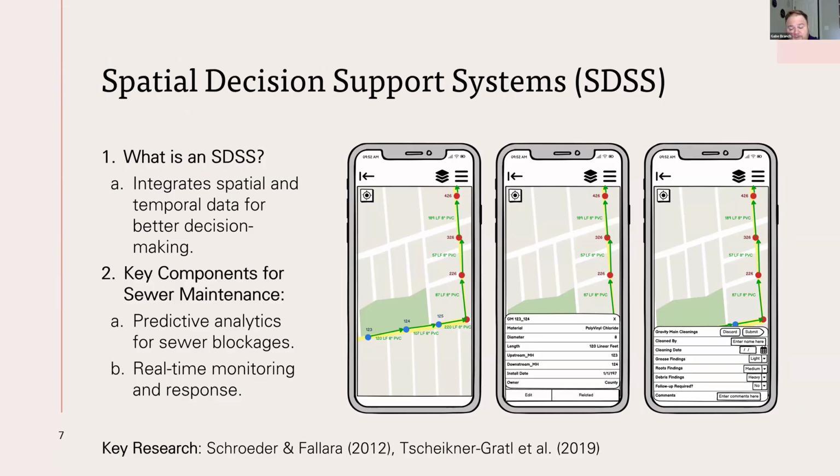Looking at spatial decision support systems, SDSS, a spatial decision support system can often help asset managers make informed, data-driven decisions. You can do this through integrating spatial and temporal data, and in the context of sewer maintenance, pulling in any cleaning data found. Key components of a spatial decision support system related to sewer maintenance include the capability to provide predictive analytics for sewer blockages.